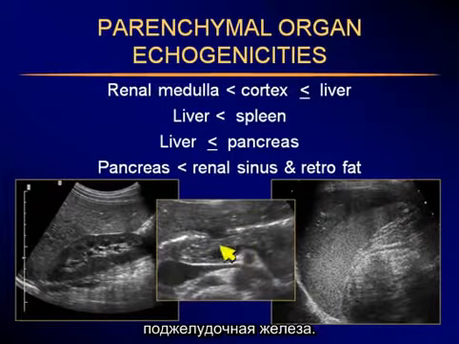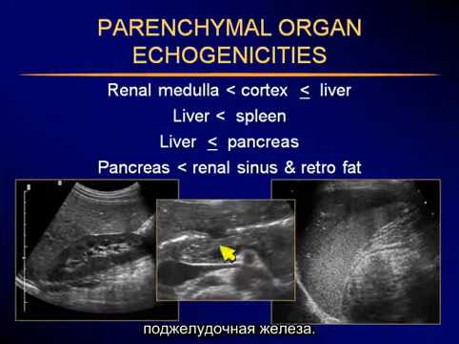The pancreas is usually more echogenic, but they can be equal, especially in younger people. So here is the pancreas, and here's the left lobe of the liver, and they're fairly equal. When we compare echogenicities, we should be comparing at a similar depth of the beam.